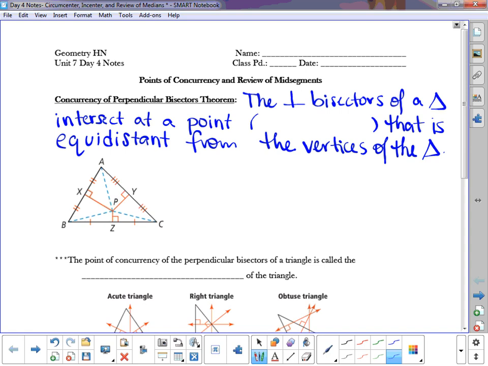So what is that point called where the perpendicular bisectors meet? You did this in your vocab, so if you need to look back at your vocab, when we're dealing with perpendicular bisectors, what's it called? Careful, we want perpendicular bisectors. Circumcenter.